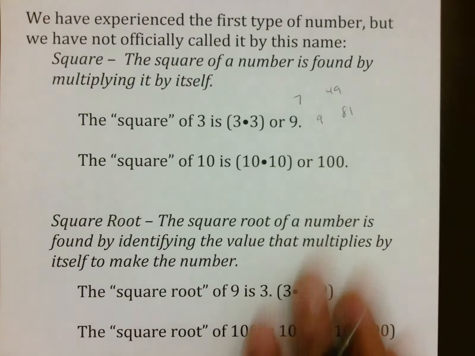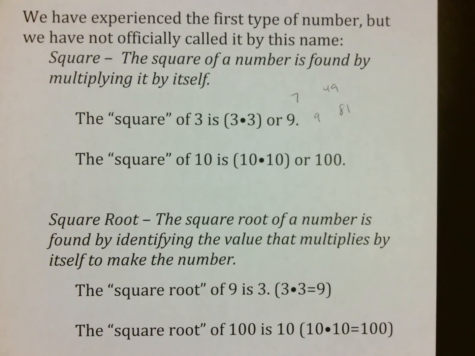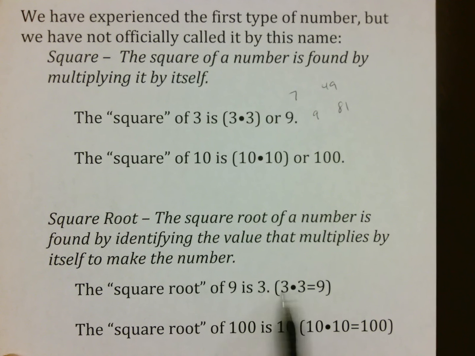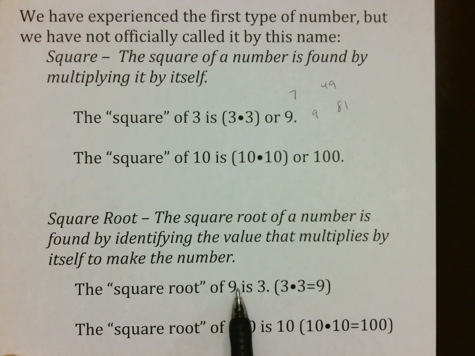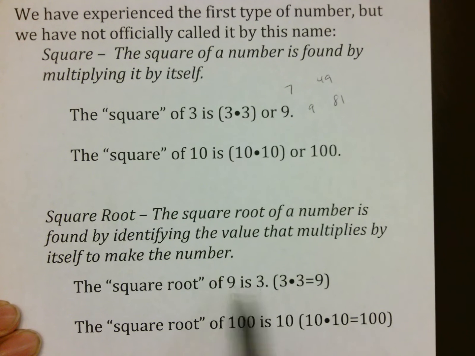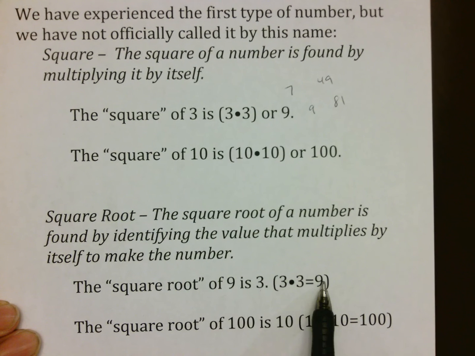The new number we have to learn is called a square root. The square root of a number is the opposite of a square, which means that it's found by finding the number that multiplies by itself to make it. So, as we know the square of 3 was 9, that means the opposite direction, the square root of 9 is 3, because 3 times 3 makes 9. So again, the square root of 9 means we're looking for a number that multiplies by itself to make 9, which is 3, because 3 times 3 is 9.